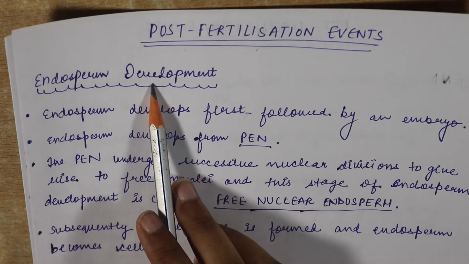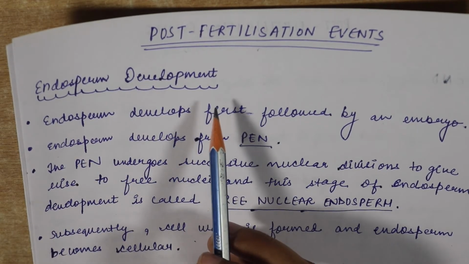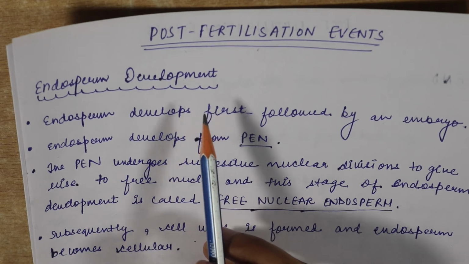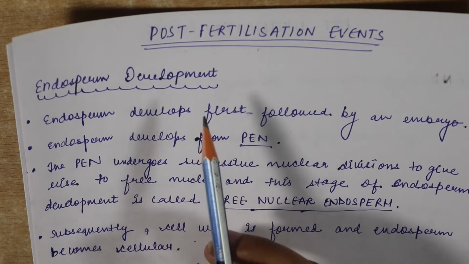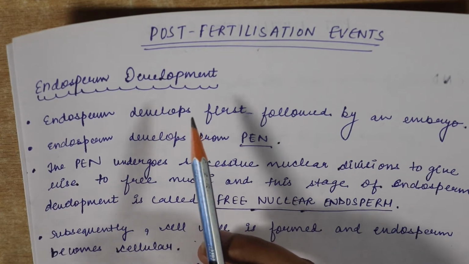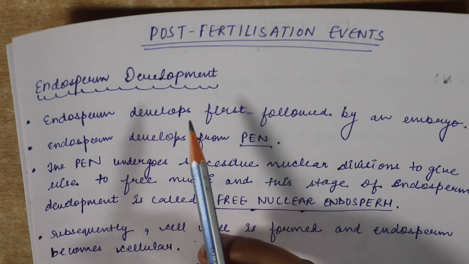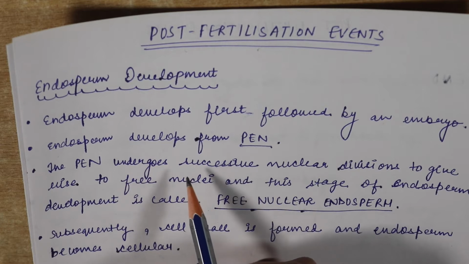Endosperm development. So what is endosperm development? As I have already told you in my last video, how the endosperm develops: when syngamy and triple fusion form the PEN, which is the primary endosperm cell.